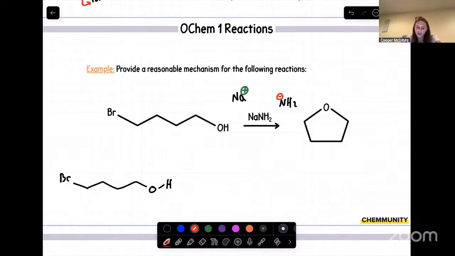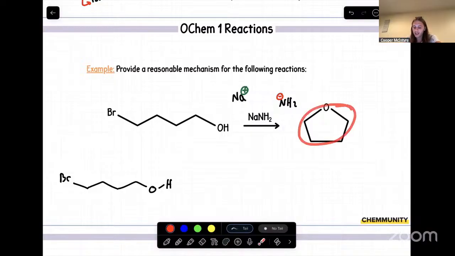Perfect. Now, since our nitrogen has a negative charge, we have to decide: is it going to act as a nucleophile or is it going to act as a base? Because an amide ion can act as both. If we're looking at our product, we can easily see that it won't be acting as a nucleophile, only because we don't see a nitrogen in there at all.